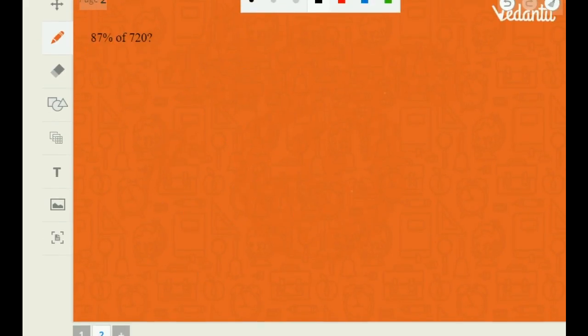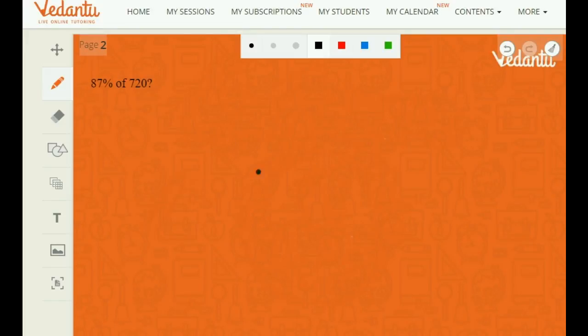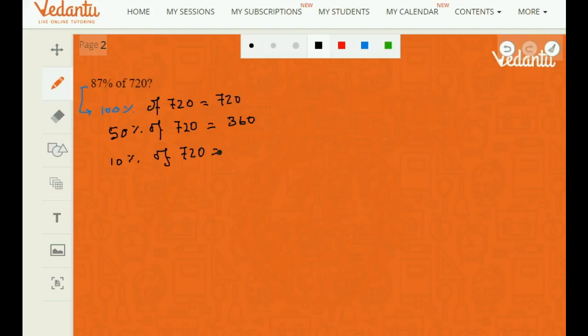So let's try one other problem using a larger number, like 87% of 720. Again, first I am writing 100% of 720, which is 720 itself. 50% of 720 is half of 720, so it's 360. 10% of 720 is 72; I can just divide 720 by 10. And 1% of 720 is 7.2.